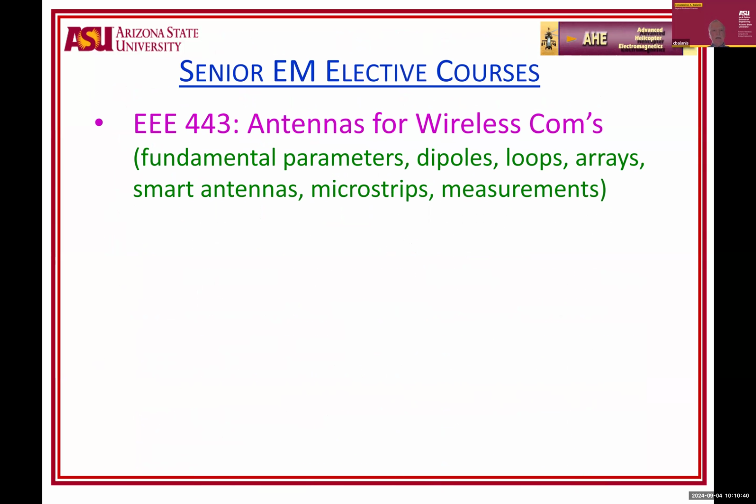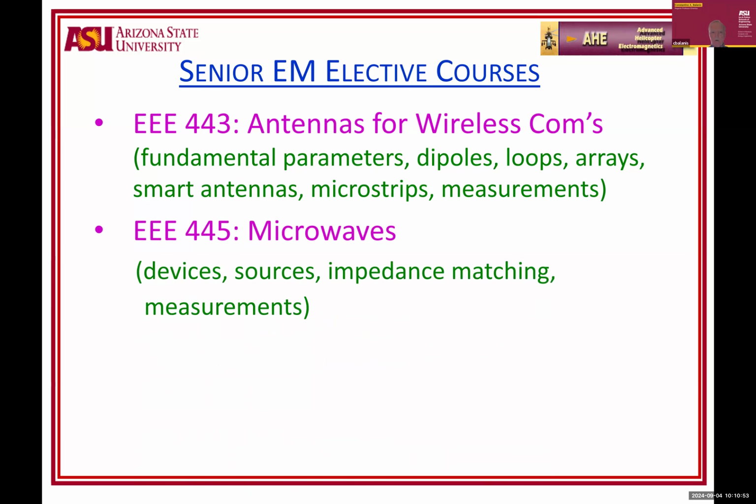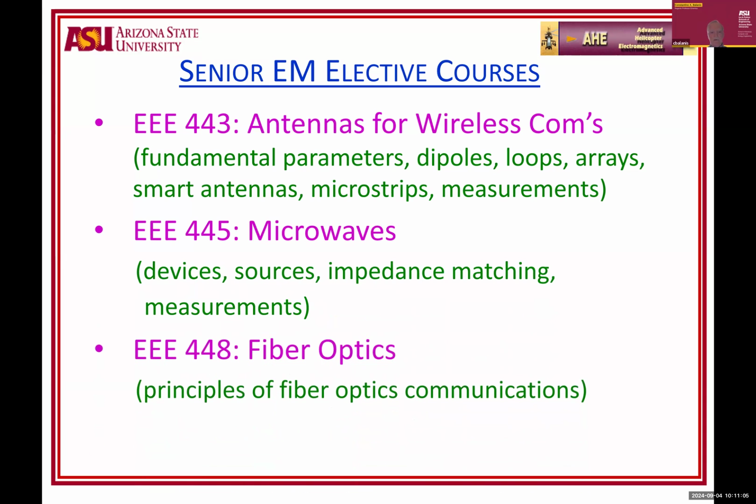Senior electives, as I indicated, we have a senior elective course on antennas, EEE 443, taught sometimes on a yearly basis. Microwave course, also the same, taught again maybe on a yearly basis, maybe sometimes every semester, depends on the enrollment. Fiber optic course, 448, those are senior elective courses in electromagnetics, and all three require EEE 341.